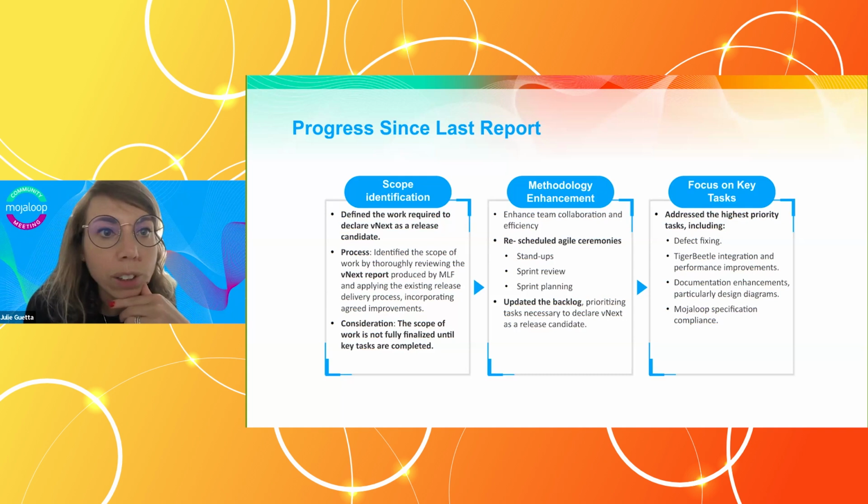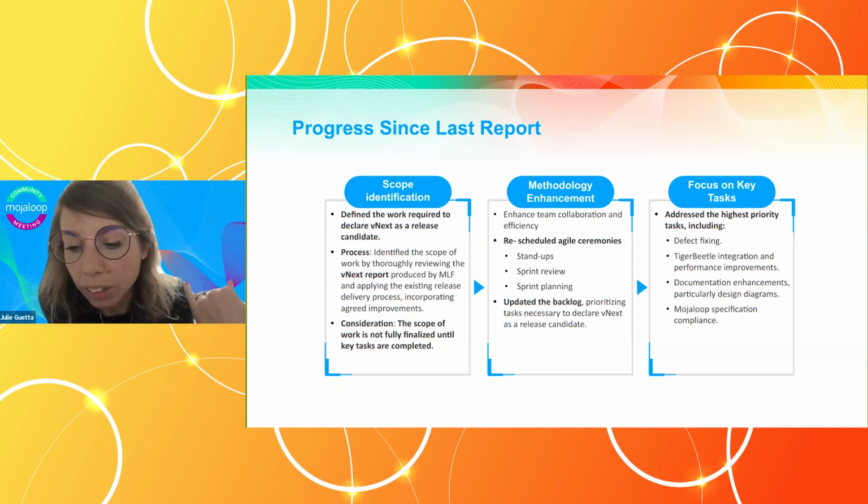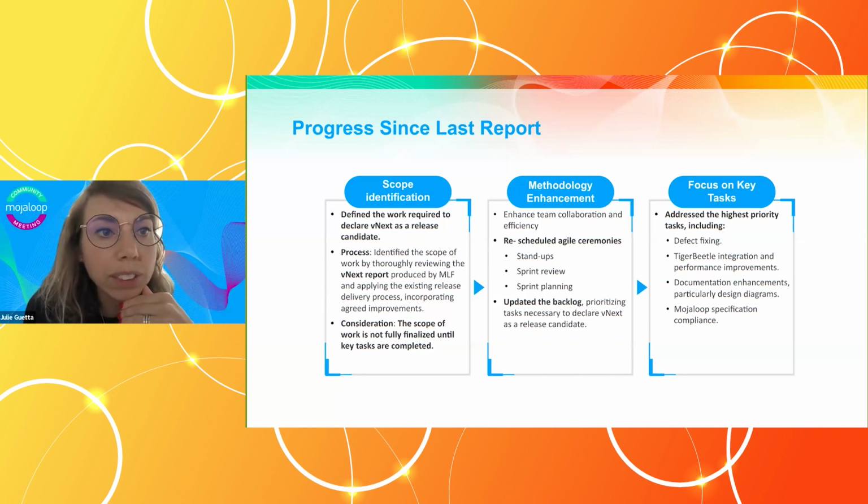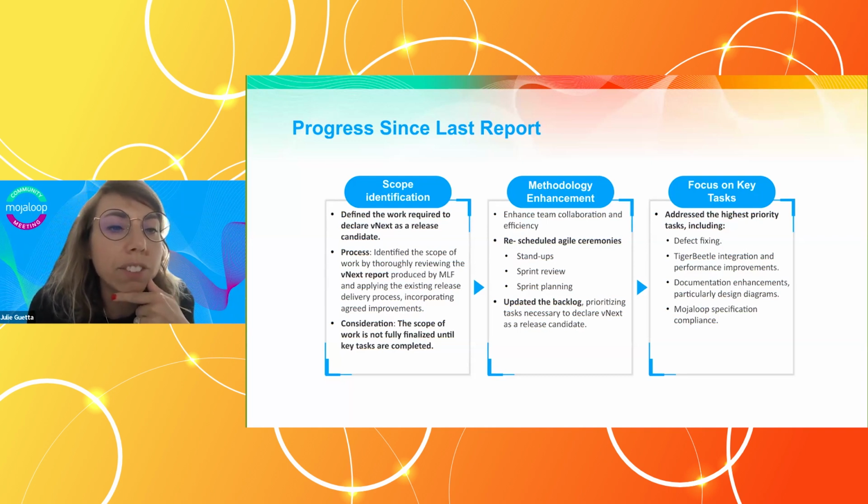We've also started to work on some document enhancement. We need to be in the position where the definition documents related to vNext are a bit more detailed so that we can declare vNext as a release candidate. Again, having detailed definition documents is part of our release process. So we started to do that, particularly working on the design diagrams. And finally, module loop specification compliance, which is also related to this point, making sure that the admin APIs of vNext are documented, leveraging the same template as we have for vNow.